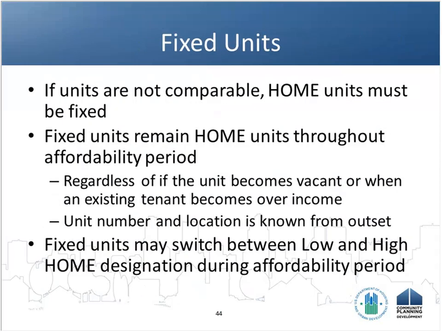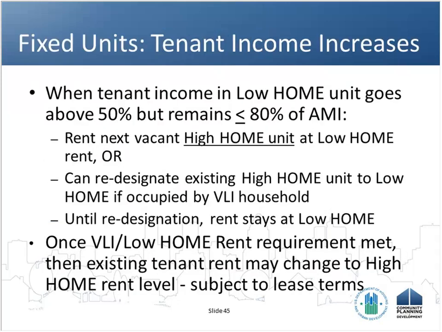So fixed units: in projects where we do not have comparable units, you're going to have to use the fixed unit designation. Those same specific units are always going to remain as your home units, and over the life of the project, when we're tracking our compliance, we would always look at those same specific units. That has an impact when we talk about over income and the actions that we're going to take based on that designation. We'll be looking at some examples of that today as part of our training.